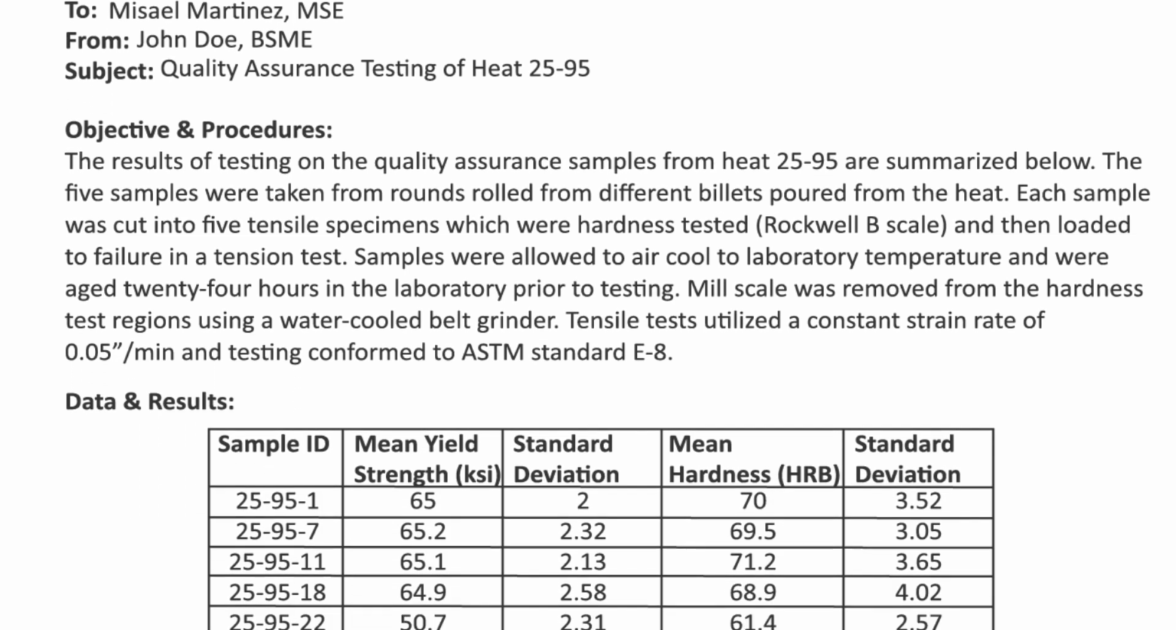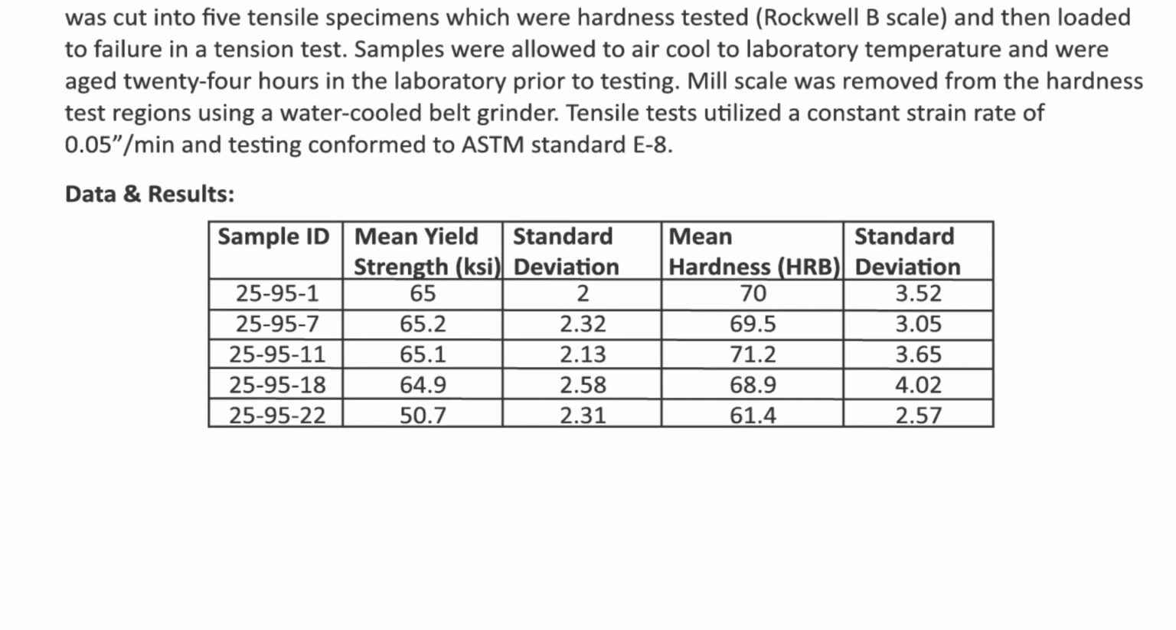Let's look now at the data and results. So here I'm showing a table that's showing the results of my experiments. I have different samples that I tested, and I found their yield strengths and their hardness. And after doing some calculations, I found the mean yield strength in KSI, the mean hardness in HRV, and their corresponding standard deviations, which is something that you would like to do to test in your experiments to make sure that your results are pretty close to each other and you get accurate data.